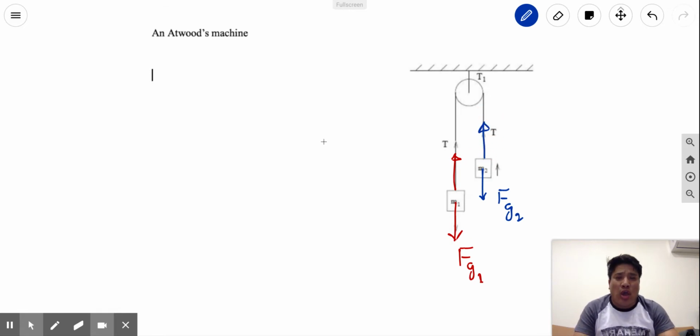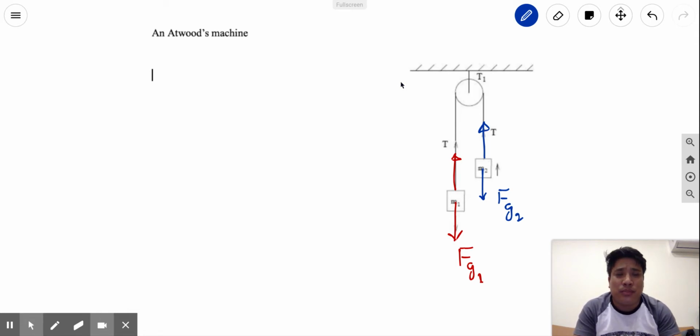So if you have an Atwood machine and you have to draw the free body diagram, you need to draw one for each of these two masses. And one more thing to remember: as the mass of the string is negligible and we don't have friction, the tension force on this side should be exactly the same as the tension force on the other side, as long as the string is not extensible, meaning it cannot be stretched, and it is taut, meaning it is stretched properly.